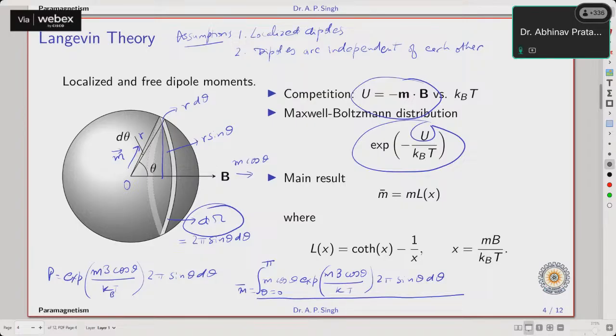But what I have to do is divide by the overall probability. What is the overall probability of aligning anywhere in this whole sphere? That probability will be given by the integral from 0 to pi of exponential of mb cos theta over kt into 2 pi sin theta d theta. Okay, so this is the mathematical expression that I have to solve here. And you will see that this 2 pi and this 2 pi will get cancelled. Okay, and if you know a little bit of mathematics, then you can find out this integral by integrating by parts.